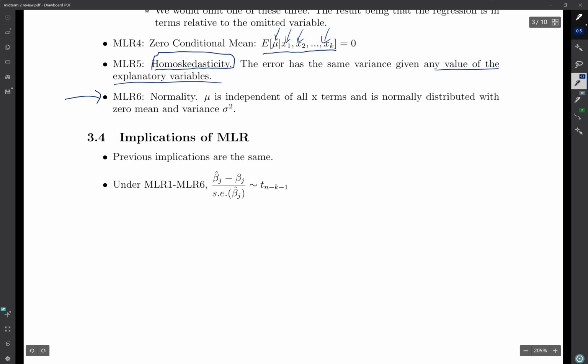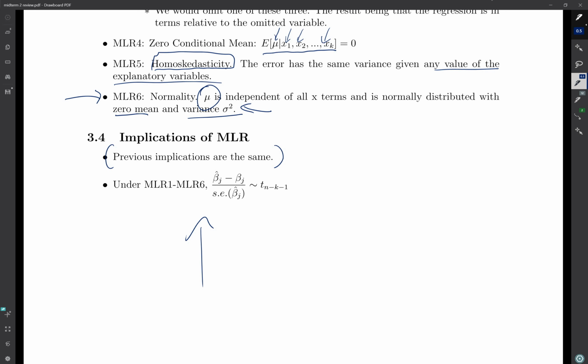We're adding another one here, MLR6. Now, technically, there would be an SLR6 that's the same thing, but we hadn't gotten to that point of talking about what that would mean yet, so we kind of didn't talk about it then. But this is just normality of our error term. It's assuming our error term is normally distributed with a 0 mean and variance of some number sigma squared.